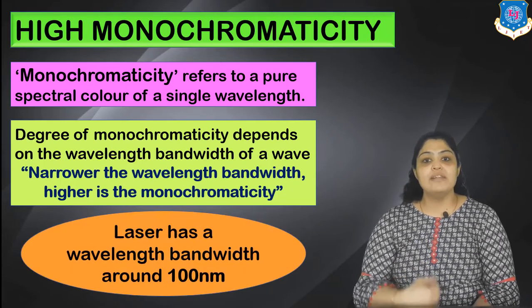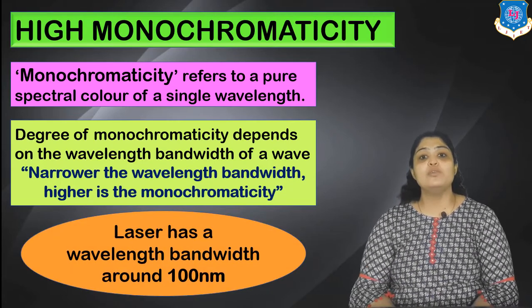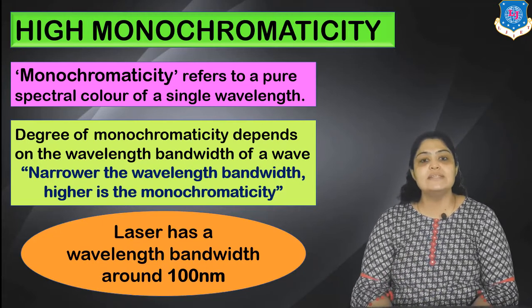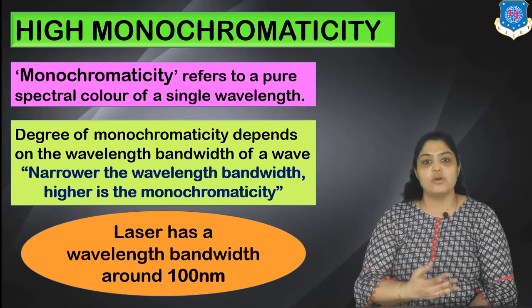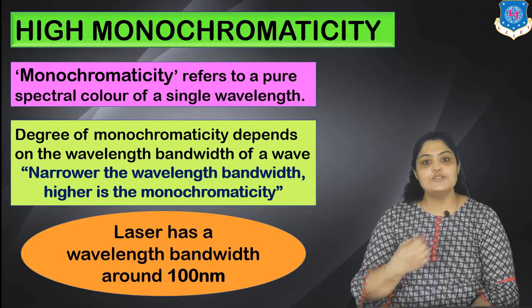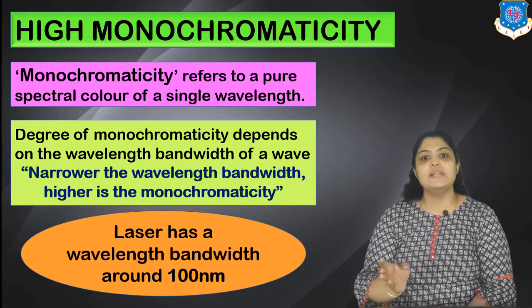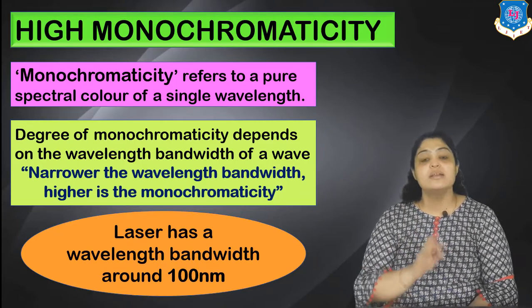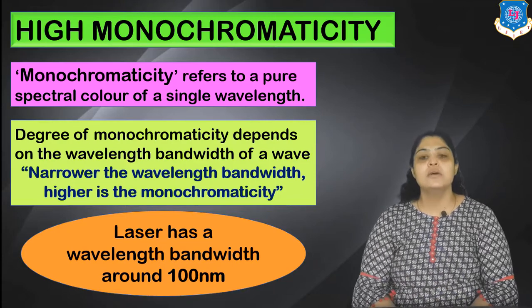Laser has a wavelength bandwidth of around 100 nanometers, or I can say 10 raised to minus 7 meters. It is very, very small. So, if the laser light is of red color, all the photons will have a wavelength close to red. That means the source is highly monochromatic.